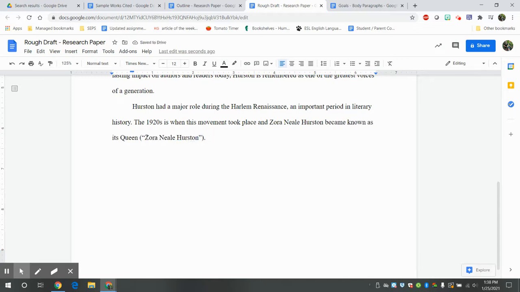So I keep the information the same, but I changed the wording to fit better with my paragraph. Here are my first two sentences. Hurston had a major role during the Harlem Renaissance, an important period in literary history. The 1920s is when this movement took place, and Zora Neale Hurston became known as its queen.